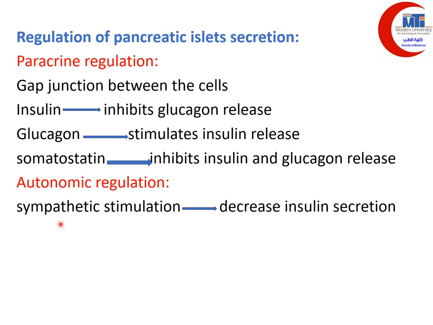These ganglion cells make sympathetic stimulation to decrease the insulin secretion from beta cells. Again, there are two regulations in pancreatic islet secretion: paracrine regulation and autonomic regulation. Autonomic regulation through the ganglion cells and paracrine regulation through gap junctions between the cells of the islets.